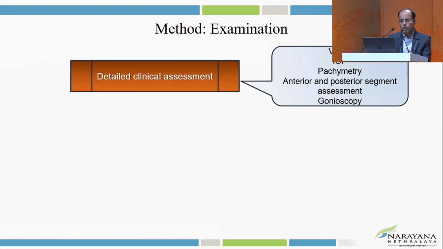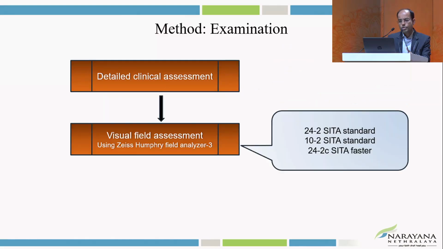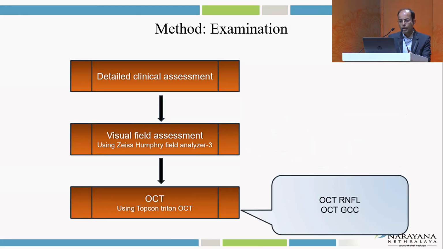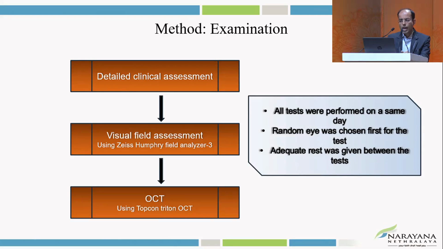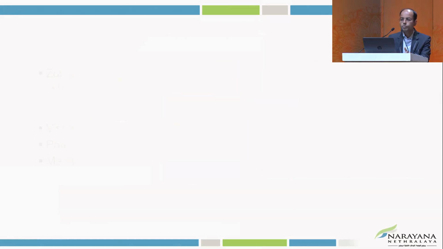All the persons underwent a detailed clinical examination, and the visual field assessment was done with the 24-2 SITA standard, 10-2 SITA standard and 24-2 SITA faster programs. OCT RNFL was done using the Topcon Triton OCT, and GCC analysis was done. All these scans were done on the same day. A random eye was chosen first for the examination, and adequate rest was given between the tests.